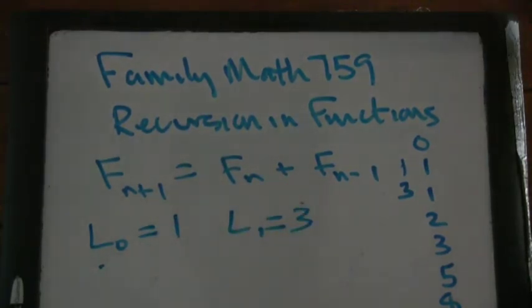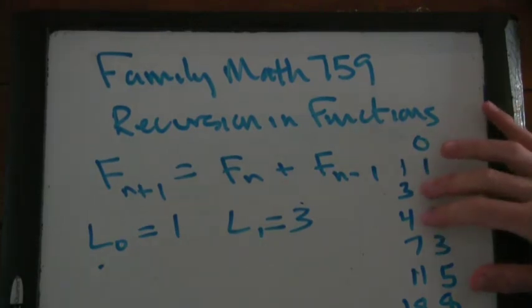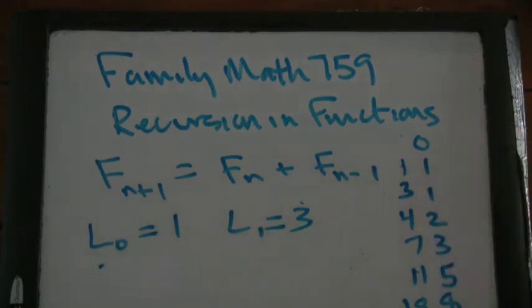And then what happens when I go down the list here? It's 1, 3, 4, 7, 11, 18, 29, all the way down. Alright, let's just double check. 1 and 3 are our beginning ones, and I get 4. Yep. 7. Yeah. And 11, and then 18. Okay. Well, that's interesting.